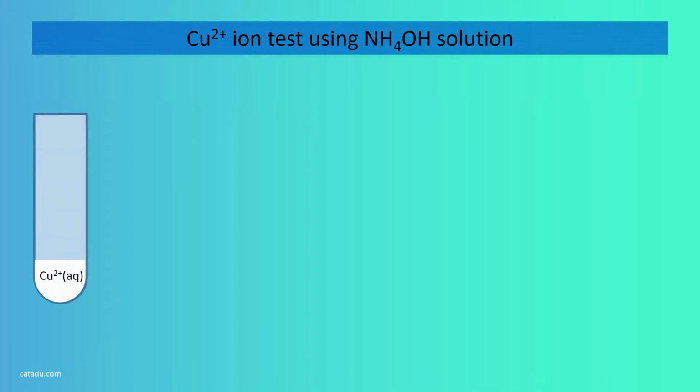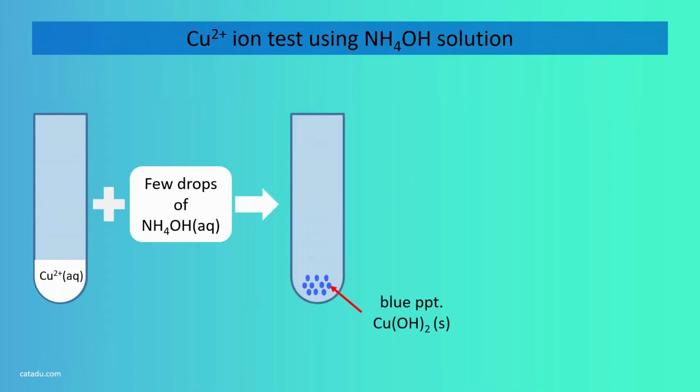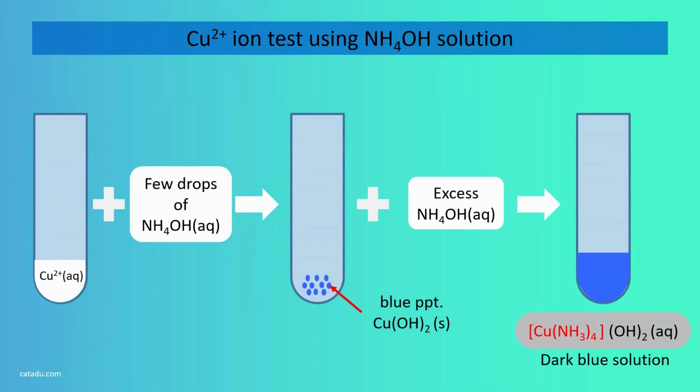If you add few drops of aqueous ammonia to copper solution, we get a blue precipitate of copper 2 hydroxide. In the excess ammonia, we get here a complex of copper, that is the solution. The formula is given here.